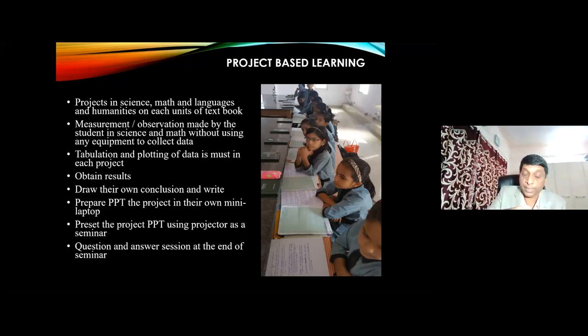Like when we teach the mean, mode, median, we ask a student to go to the fruit market for 4-5 days and collect information from the fruit seller. How many bananas did you sell in the last 1 week? Every day the student goes there and collects the data. And at the end of that, they plot it, they get the mean, mode, median.